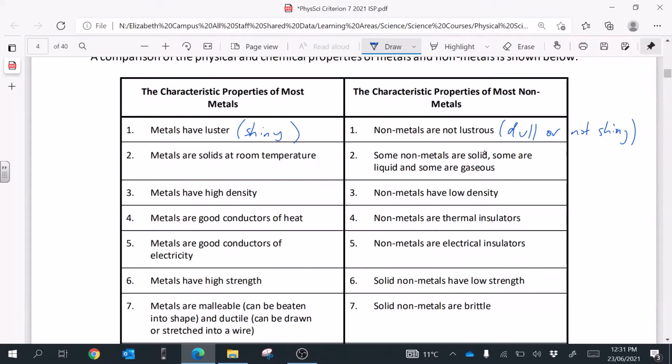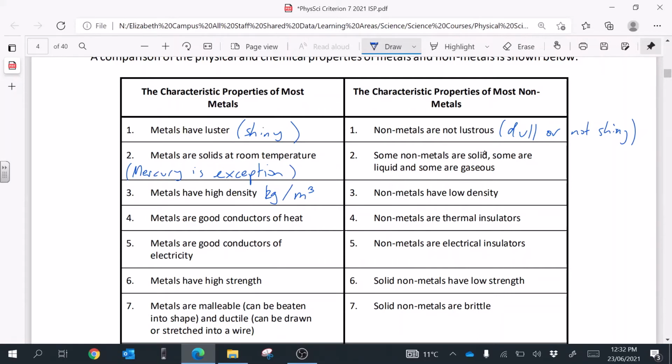Metals are solid at room temperature. Some elements are solid, some are liquid, and some are gaseous. But most metals are solids at room temperature, except for mercury. Mercury is an exception, and that's a liquid at room temperature. But most metals are solids at room temperature. Metals have a high density. Density is how much mass per volume, so kilograms per meter cubed, that's density.